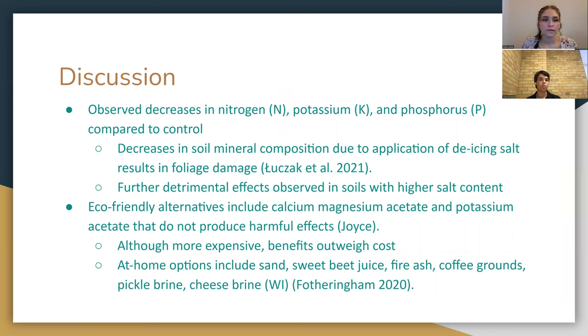So overall, what we had observed was decreases in nitrogen, potassium, and phosphorus compared to the control sample, and decreases in soil mineral composition due to the application of road salt resulted in possible foliage damage. Further determinable effects were observed in soil with higher salt concentrations. Eco-friendly alternatives could include calcium magnesium acetate and potassium acetate that do not produce harmful byproducts that could harm the soil. Although these are more expensive, the benefits outweigh the cost because we only have one planet. If you don't have any soil to grow food, we can't really survive.